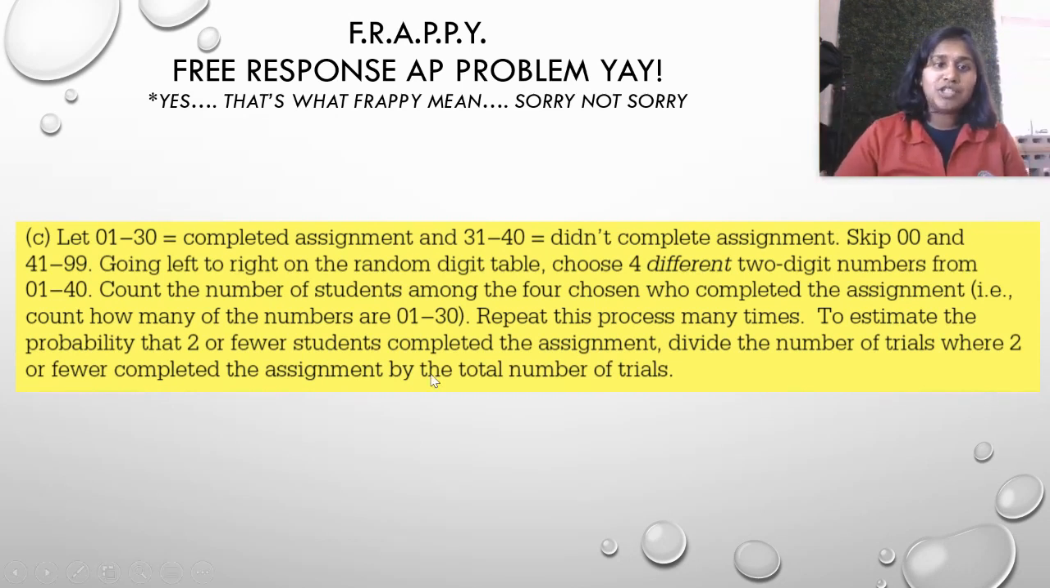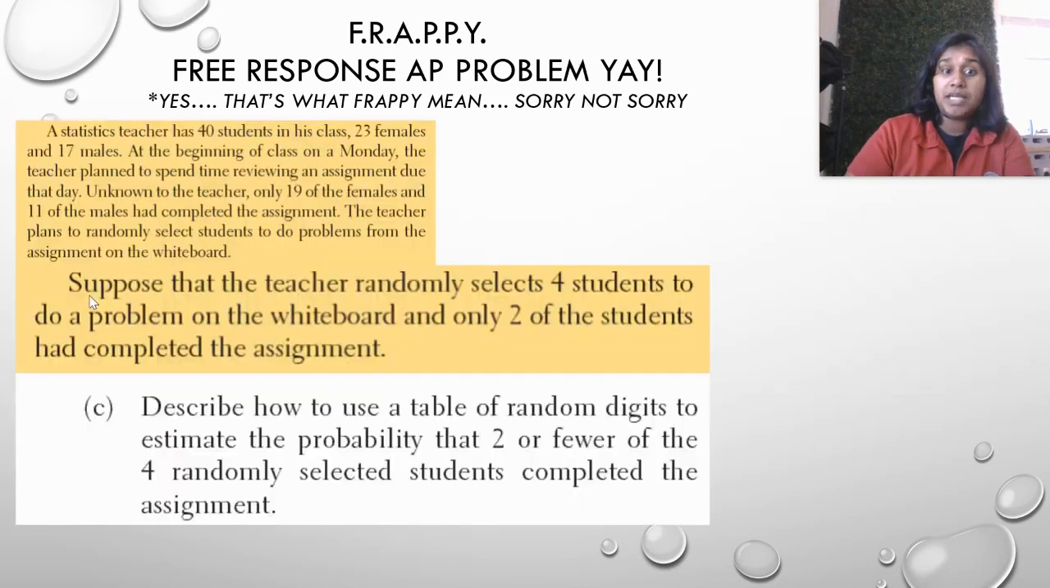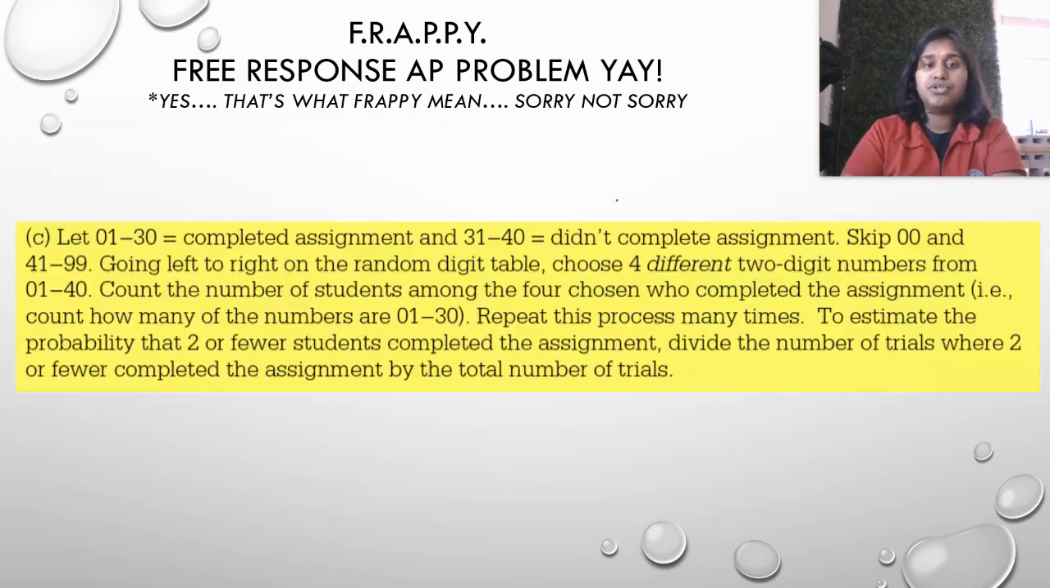So that's what this magic sentence is talking about right here. Skip 00 and 41 through 99. They're just reminding you of the numbers that don't matter to us. Going left to right on the random table, I'm going to choose 4 different 2-digit numbers. Why am I picking 4 different? Because we're randomly selecting 4 students. So I pick 4 different 2-digit numbers.